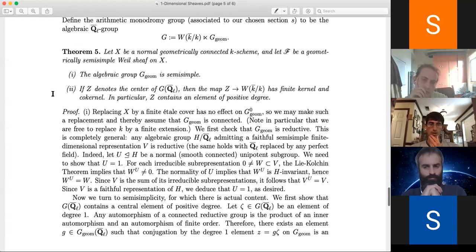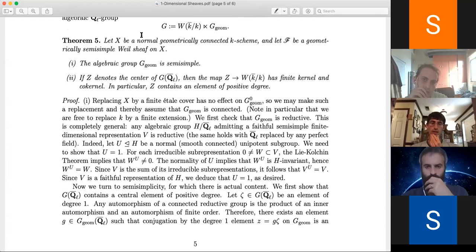Okay. So now here's the theorem. Let X be a normal geometrically connected K scheme, and F a geometrically semi-simple Weil sheaf. Unfortunately, the word semi-simple here is sort of overloaded. Semi-simple here just means that the representation is semi-simple. And then the first statement: the geometric monodromy group G is semi-simple in the sense of algebraic groups. It's a semi-simple algebraic group.